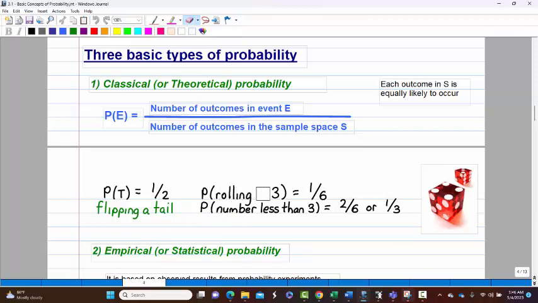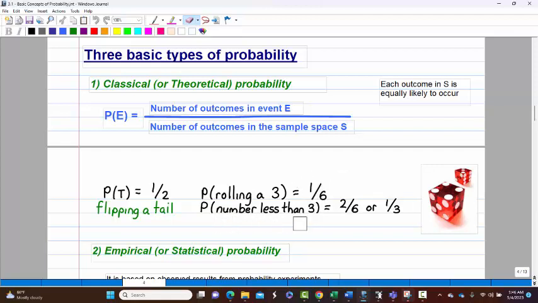Now, suppose we're defining an event as rolling a 3 on a single 6-sided die. Well, there's only one number that's a 3, so there's 1 on top and then 6 on the bottom. So you're dividing by 6, 6 total numbers on the die. So it would be 1 out of 6.